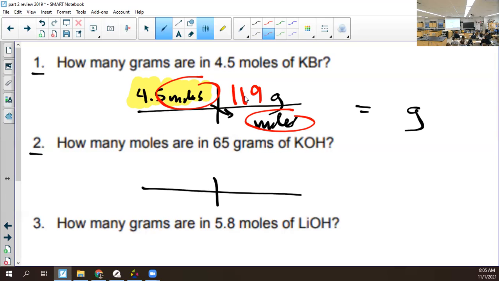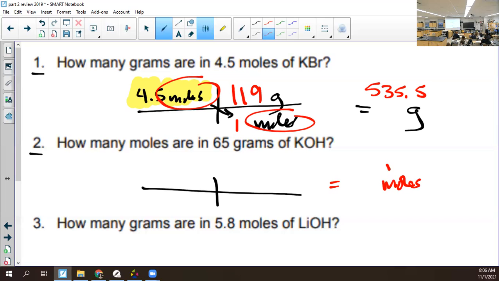Okay, 119 here, then one on the bottom, right? Because the big number always goes with grams and the one always goes with moles. So 4.5 times 120, I don't know, around 500-ish, 535.5. Okay, that's how you do that problem. Now, looking down here, is it exactly the same? No, it's backwards. All right, so I drew my plus sign, and what am I equaling?